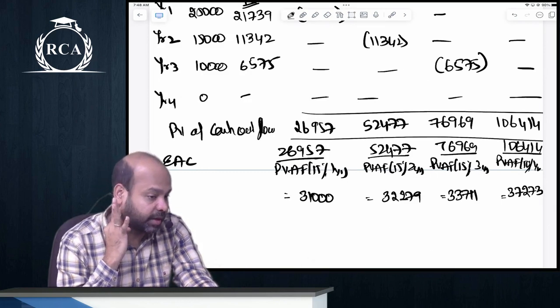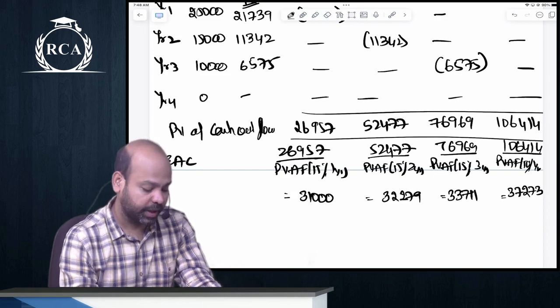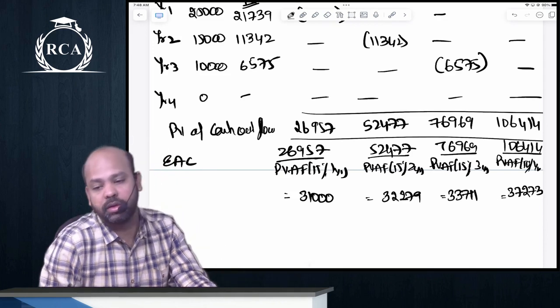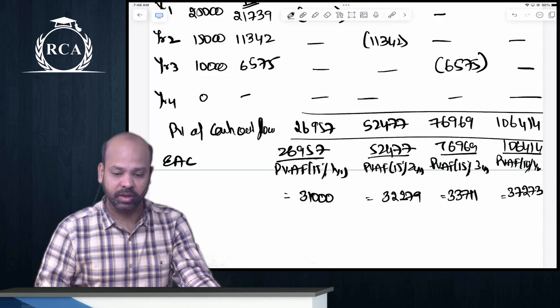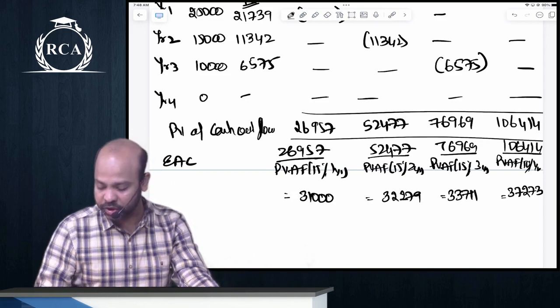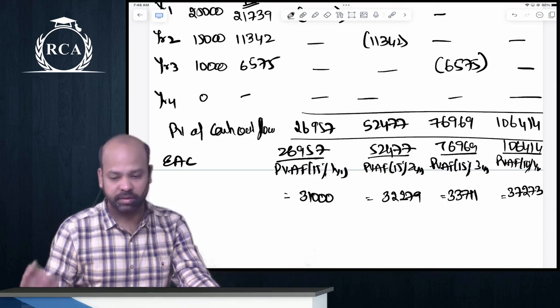The purchase price will be considered as initial investment. Next.